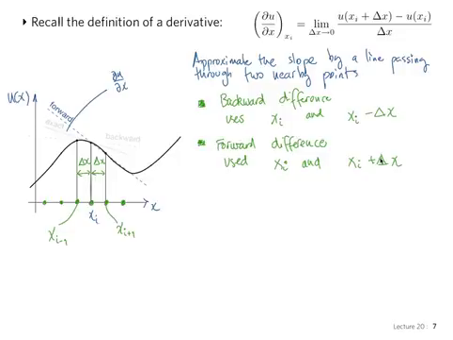And the final one that we can think of, just using the neighbor points, would be something that uses both xi minus 1 and xi plus 1. There are 2 points, and that's called the central difference. The final one is the central difference, and it uses the 2 points on either side of xi.